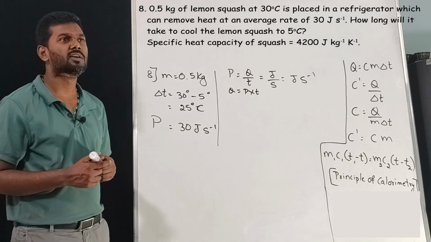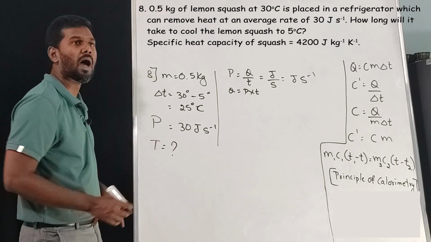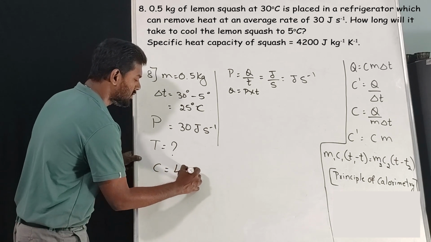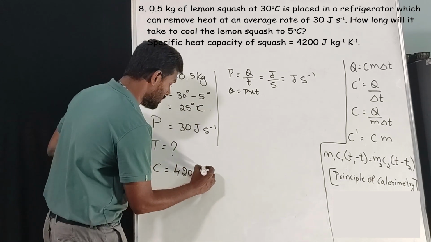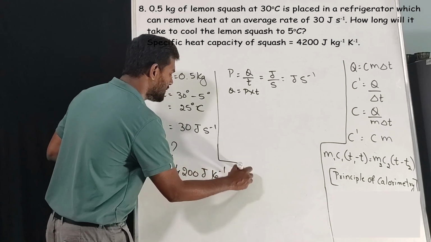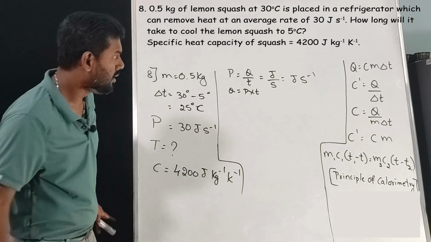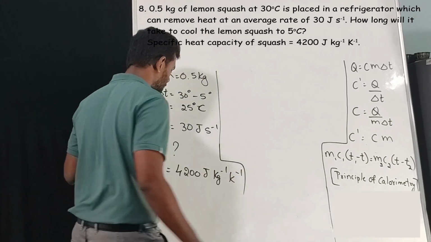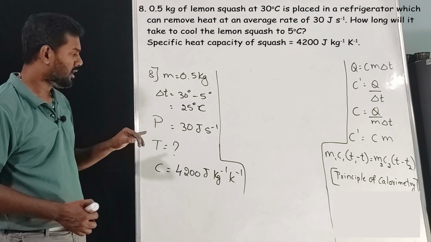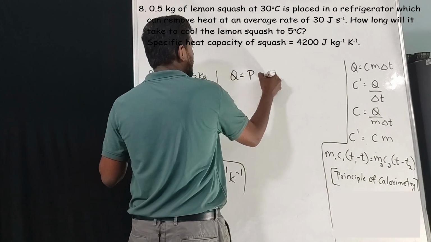Next, what are the things given? How long will it take? No, we have to find the time. And what is the other thing? C is given. C is equal to 4200 joules per kg per Kelvin. These are the given data. First we need to understand what should be found. Listen, we need to find time using power and Q, correct? This is the main formula we used in a previous question, right?